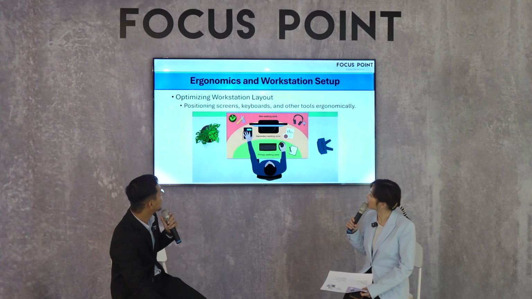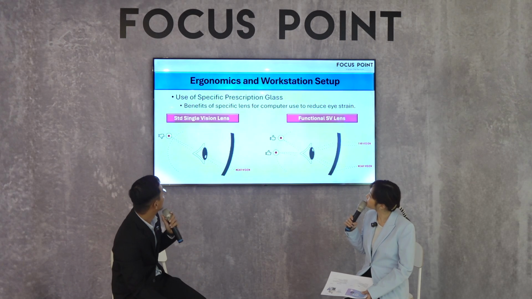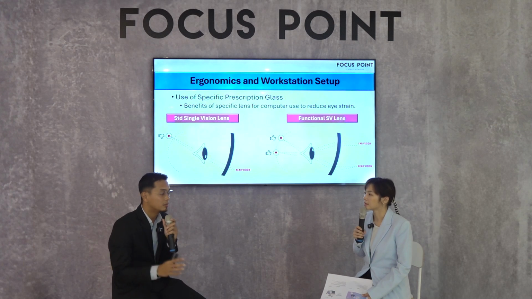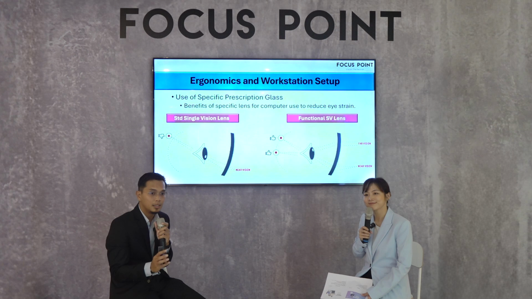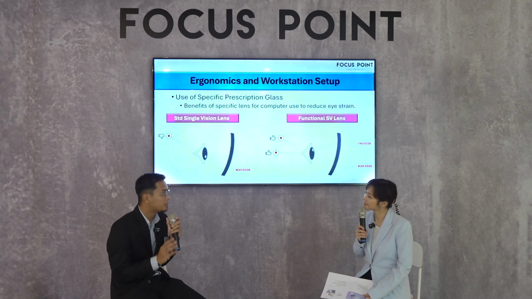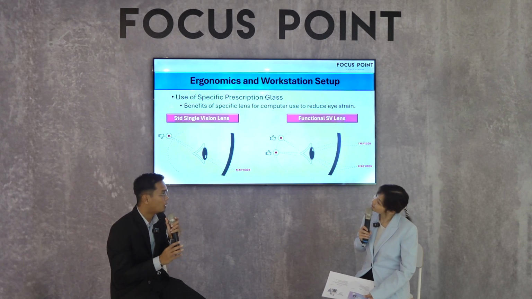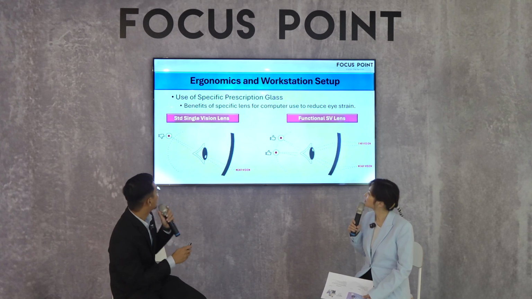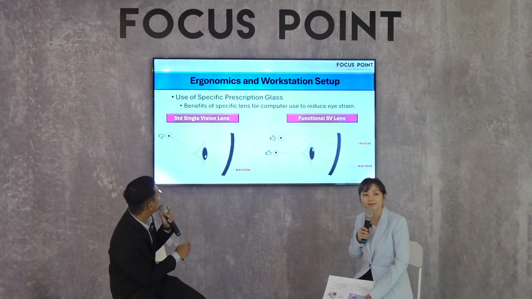Another thing you can do, besides layout and ergonomic adjustments, is to consider using specific lenses for your office or working environment. For example like this. So basically, this is the benefit of specific lenses.